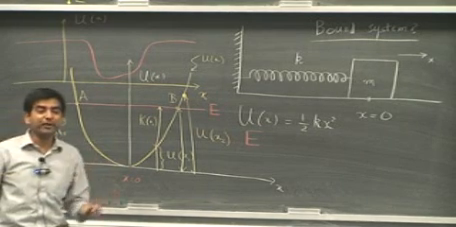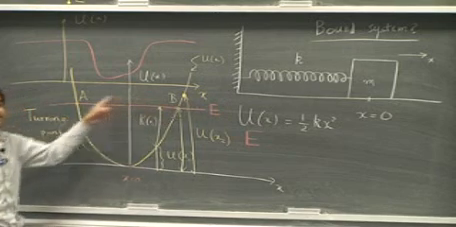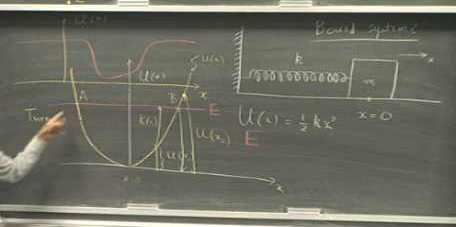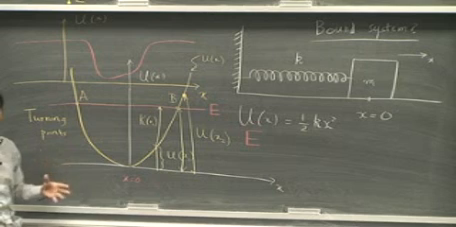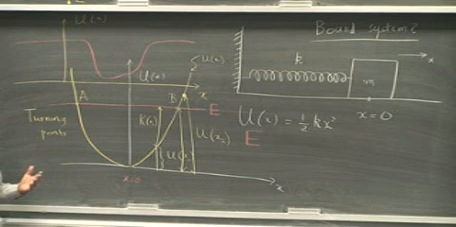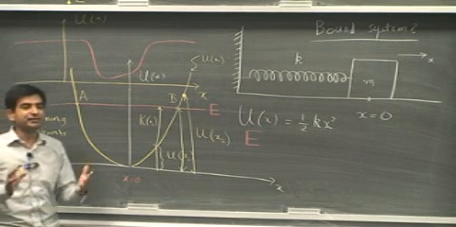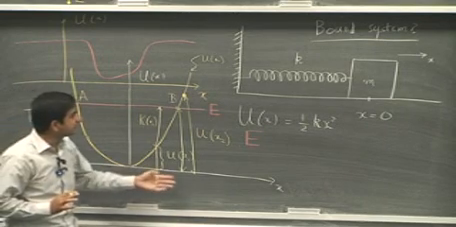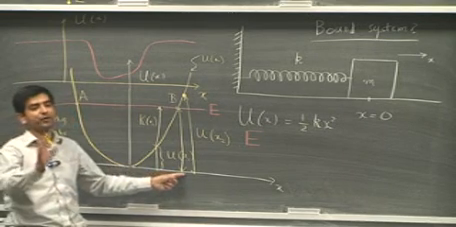So these are turning points, and when two turning points exist, the system is bound. We have a bound system, that is, the displacement cannot go beyond a certain point.